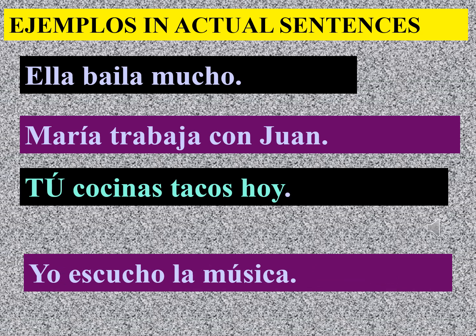Taking those verbs and putting them in real sentences where you have a subject and verb and some other complement, other information. Examples. Ella baila mucho. María trabaja con Juan. Tú cocinas tacos hoy. Yo escucho la música. So all of these are AR verbs. We've got bailar, trabajar, cocinar, and escuchar. And they all obey the same rules that we've just seen with these examples. You look at what the subject is and put the correct ending on the verb.